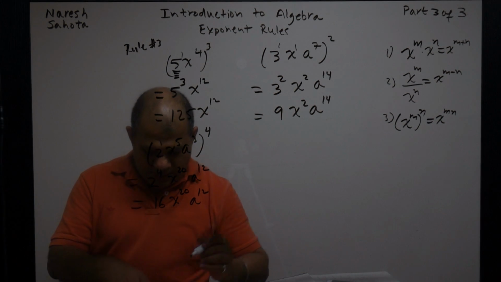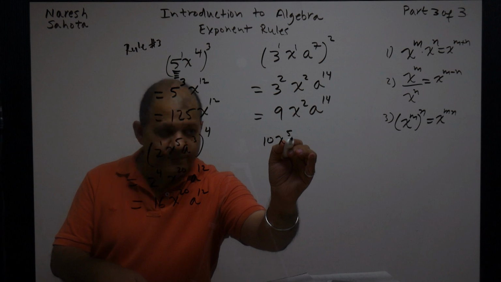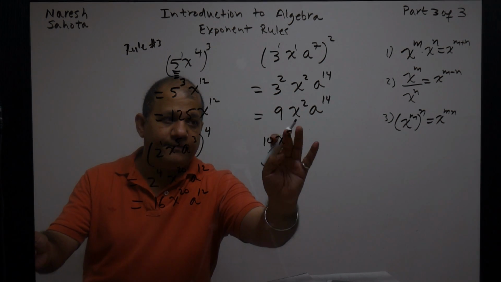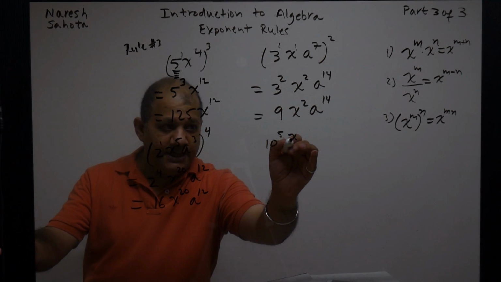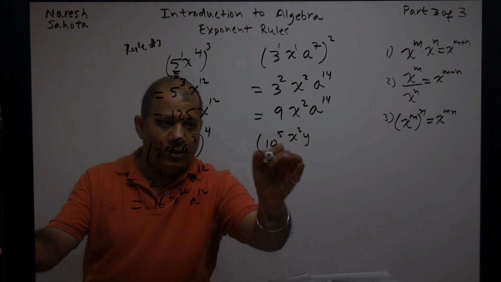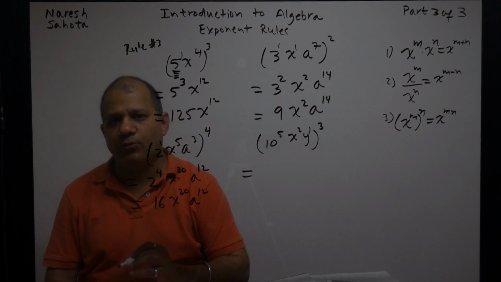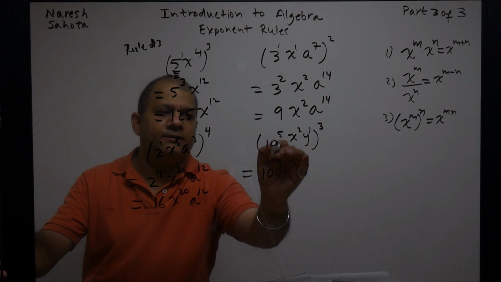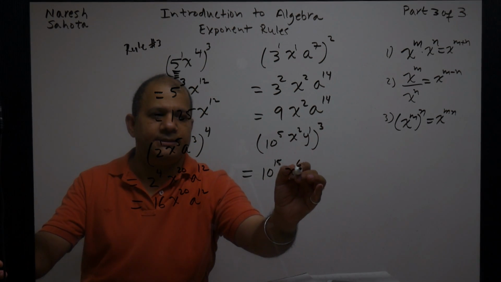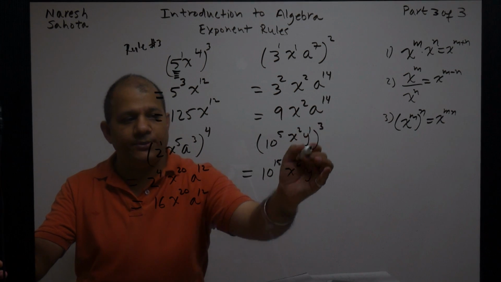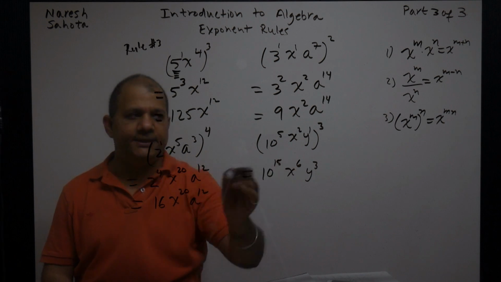Okay? So now let's look at (10^5 x^2 y^1) raised to the exponent 3. So y, I'll write an exponent of 1. So 10 to the 5 times 3, 15. X to the 2 times 3 is 6. Y to the 1 times 3 is 3. So that's the answer. You're not expected to simplify 10 to the 15.